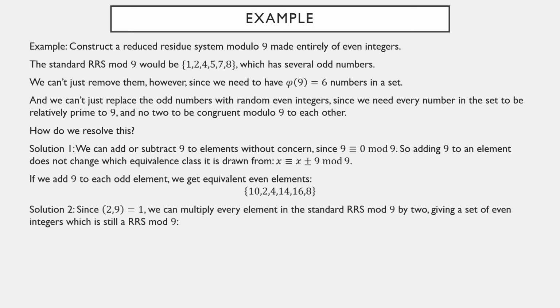Another way we could solve this is, since 2 is in fact relatively prime to 9, you can just multiply everything in the standard reduced residue system mod 9 by 2. And if I start with the standard reduced residue system mod 9, 1, 2, 4, 5, 7, 8, and multiply everything by 2, we actually get the same set, 2, 4, 8, 10, 14, 16. So 2 different ways to end up at the same place. There are many other solutions. We could add 9 many times, or subtract 9 and have some negative numbers, all of which would be other ways to change odd elements into even ones.